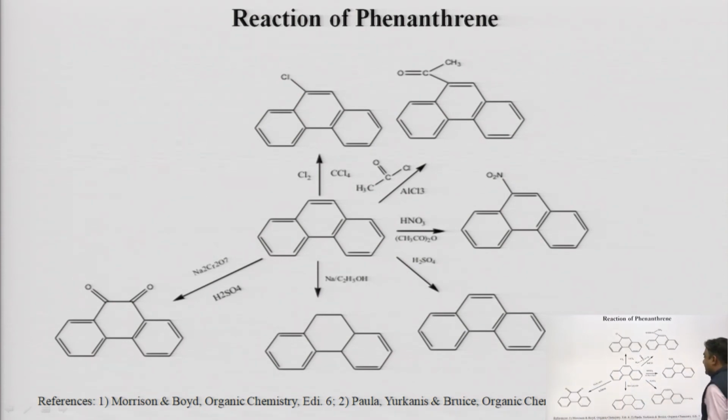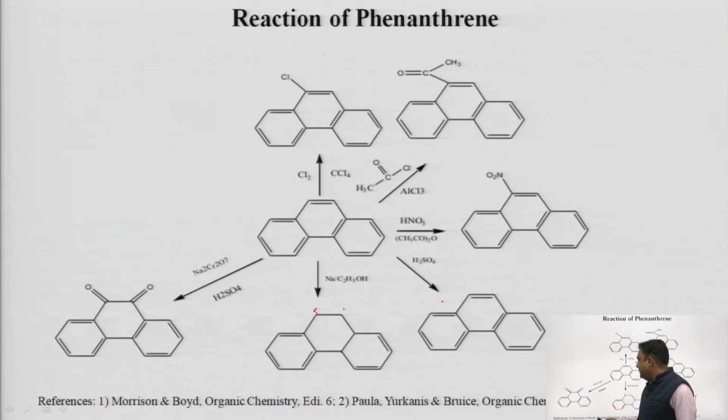When phenanthrene is reacted with concentrated H2SO4, again we are getting the SO3H substituted product. When it reacts with sodium metal in the presence of ethanol, we are getting a reduced product. Okay. So you can see that there is a 9,10-dihydrophenanthrene ring.